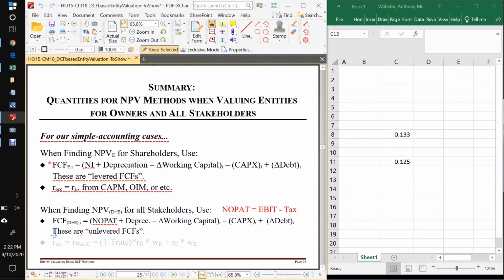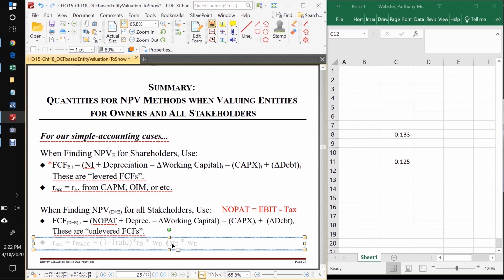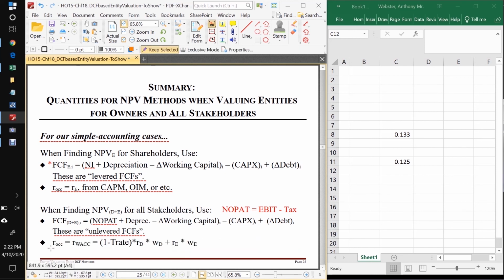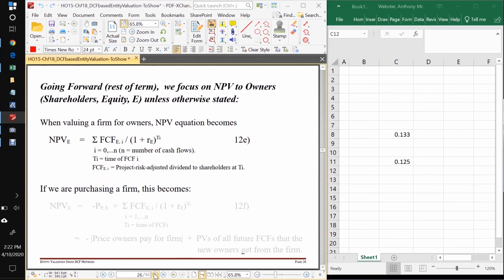These are the unlevered cash flows because these are the cash flows before we take into account that leverage, having to pay the interest on the debt. And in this case, the cost of capital that we want to use, the discount rate that we want to use, is our weighted average cost of capital, which comes from the equation we just beat to death. So going forward for the rest of the term, we're going to focus on NPV to owners unless otherwise stated. So we're not going to be so concerned with finding NPV to all stakeholders. We're going to be focused more on NPV to owners.